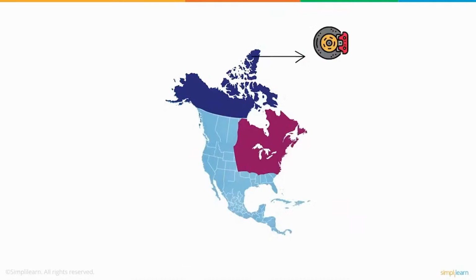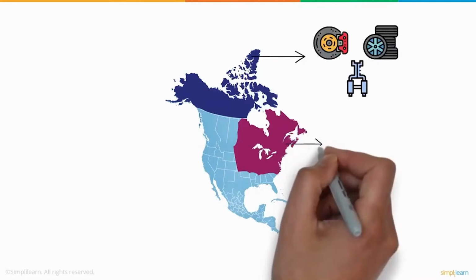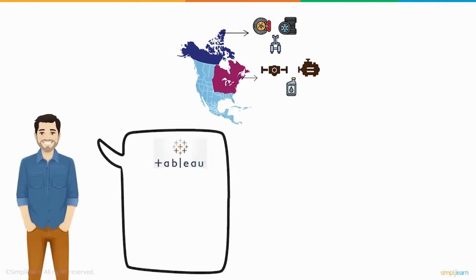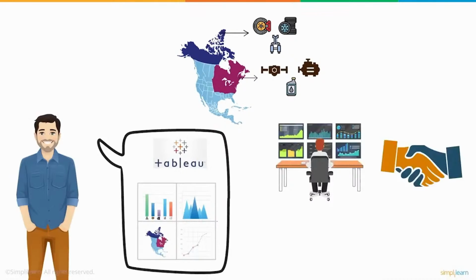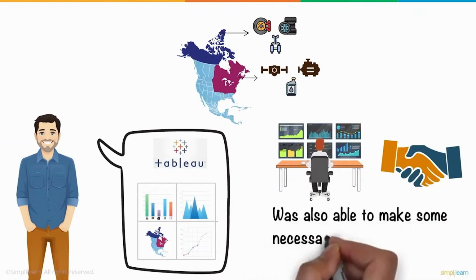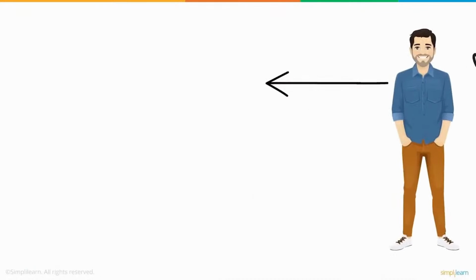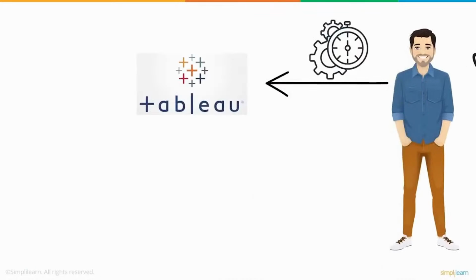He found the northern regions were interested in performance kits for their imported sports cars. The eastern regions had good demand for truck parts and lubricants. Using Tableau, Ben could generate various visualizations based on his data and come up with business-oriented decisions. Last but not least, Ben could also monitor his decisions and was able to make some necessary modifications to his business model on the go. Ben is now delighted as working with Tableau is a smooth and efficient process.